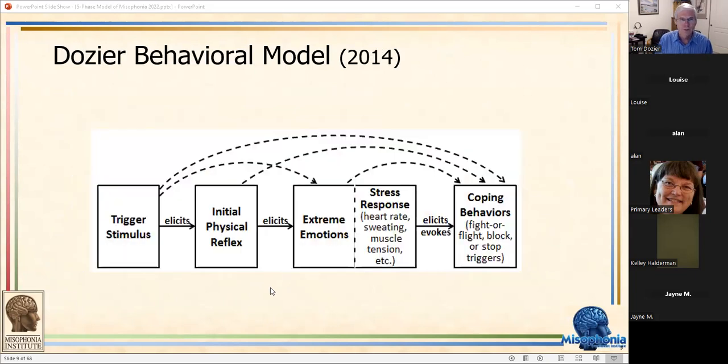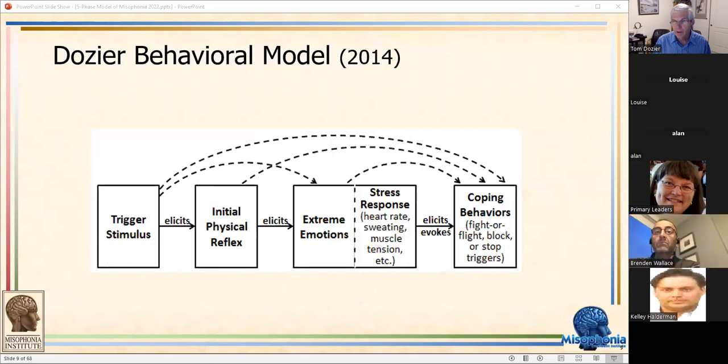And then Dozier's behavioral model. What I saw was that people were having a physical reaction to triggers. And because of this physical reaction, which I also saw working with people, it was distinctly separated from the emotional reaction. And so in that situation, let's see, I heard a sound by someone.